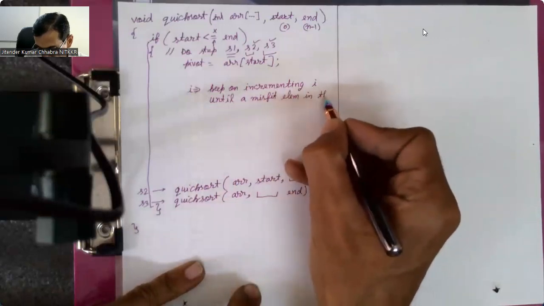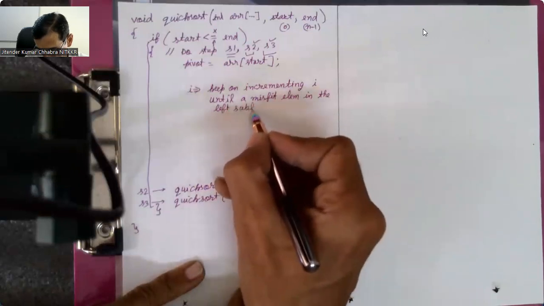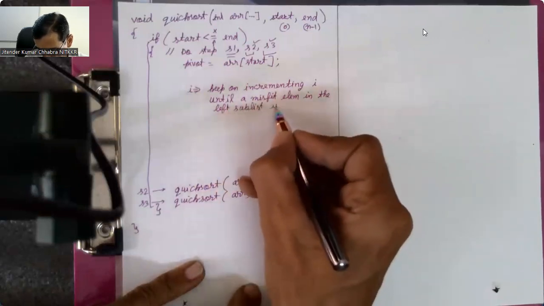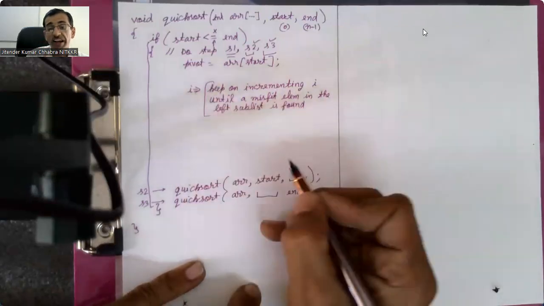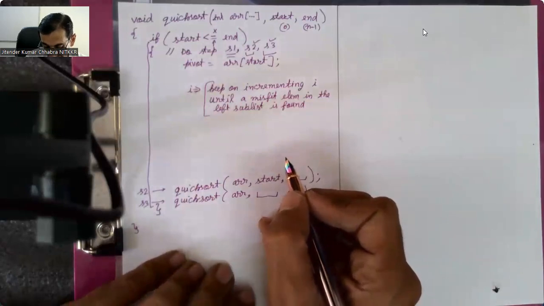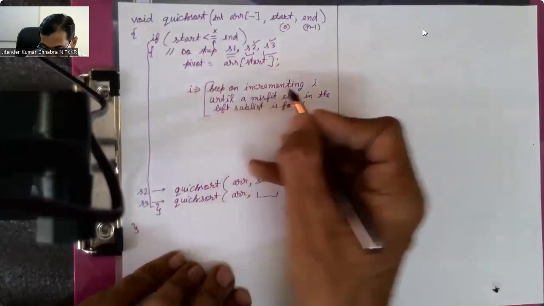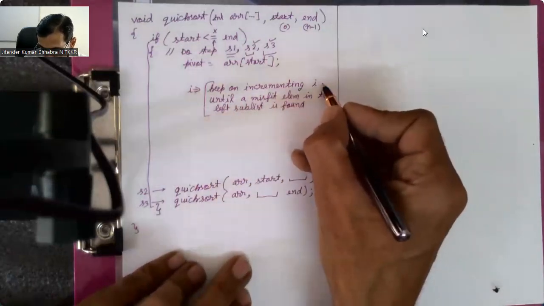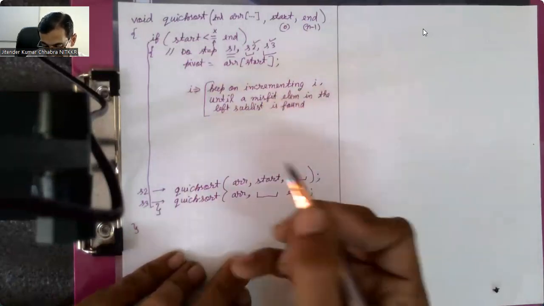Misfit element in the left sublist is found. What does that mean? Effectively, this means that I am supposed to increment I and ensure that I always keeps on changing. If the value was okay, keep on incrementing I. If the element is a fit, increment I just.